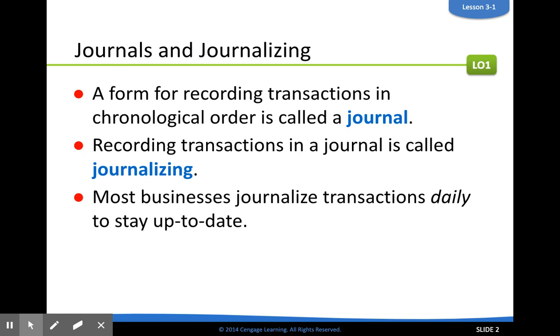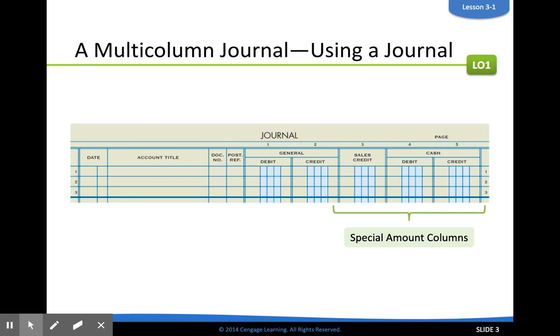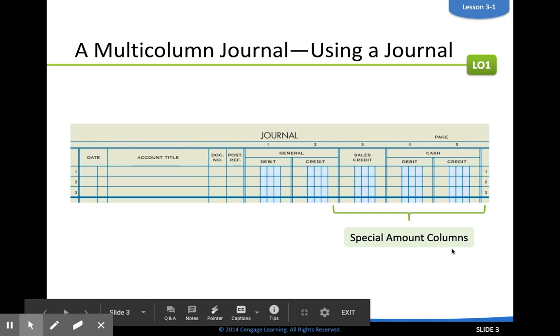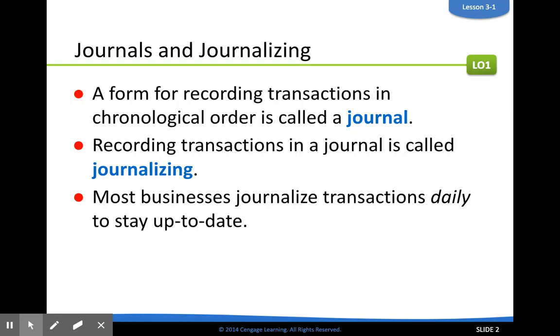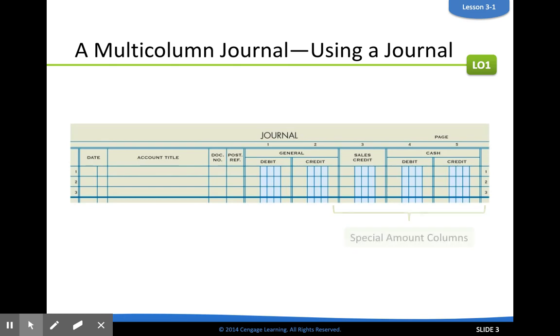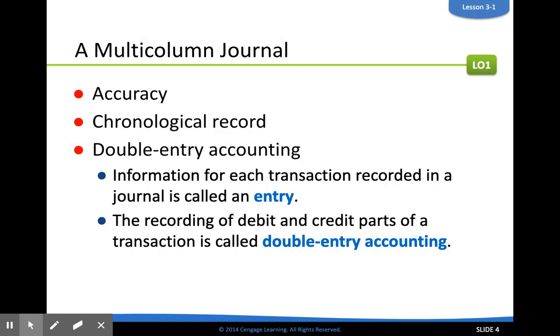A journal is a more organized and a more permanent record of transactions. That's important as well. There are several different kinds of journals. So our journal has a sales credit and a cash special column, but every company could have that different. Most businesses journalize transactions daily in order to stay up to date. So that is how a journal will work and what it looks like. And now we're going to talk a little bit more about the accuracy and all the good things about journalizing.